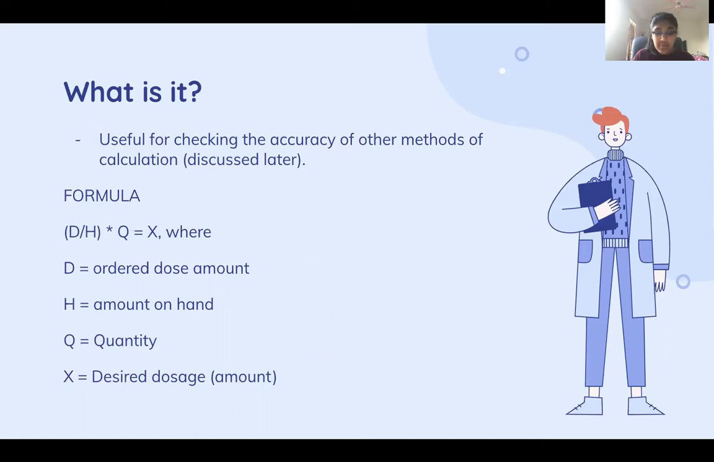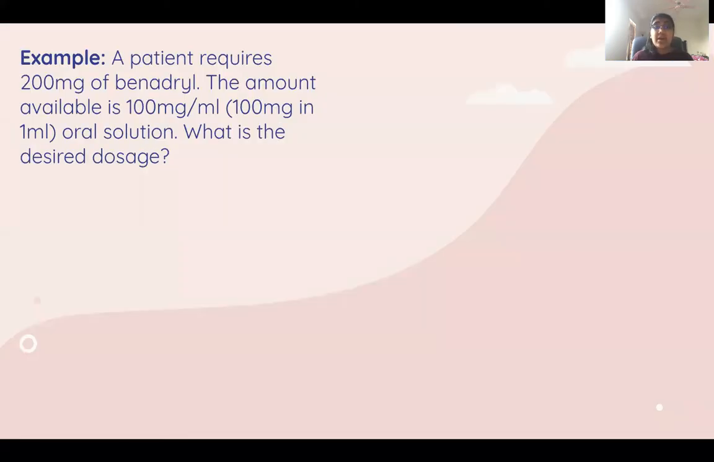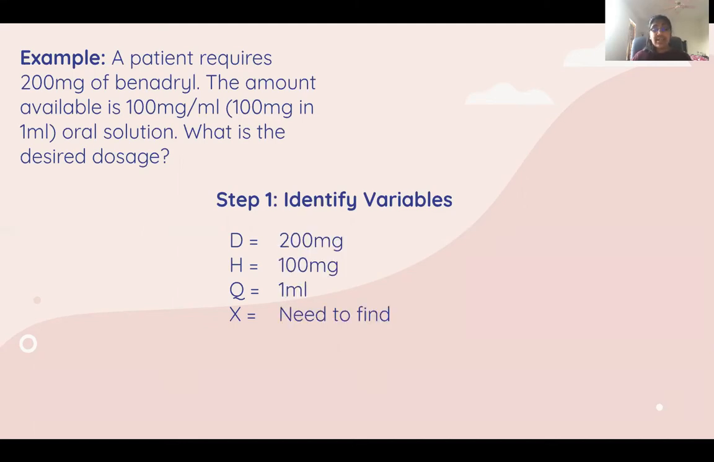So now let's look at a sample problem together. Example: a patient requires 200 milligrams of Benadryl. The amount available is 100 milligrams per milliliter, so it's 100 milligrams in 1 ml of oral solution. What is the desired dosage? Our first step is to identify the variables: D, H, Q, and X. As seen in the formula, let's take 2 seconds to determine what each of the variables are. The variables are: D is 200 milligrams, H is 100 milligrams, Q is 1 ml, and X is what we need to find.